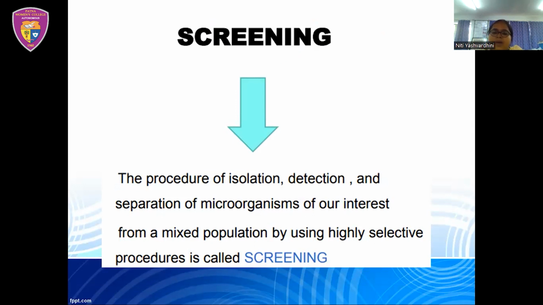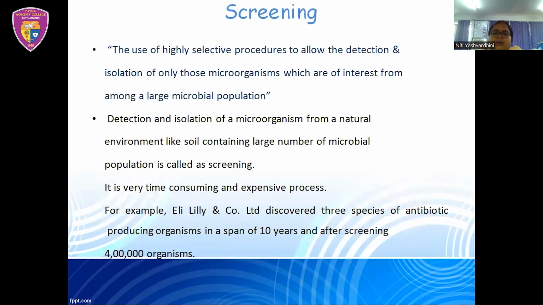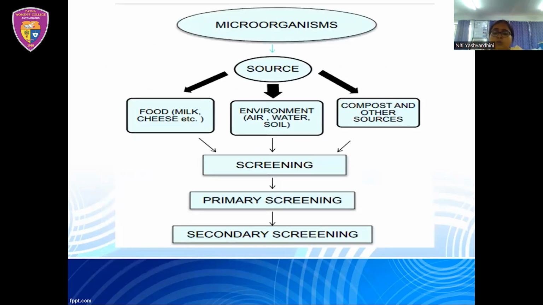So in screening, from a mixture of microorganisms, we have to select those microorganisms which are useful for our use, that is, which can be used for industrial applications. Those microorganisms will be separated out using the techniques of isolation and detection from the mixture of microorganisms. Screening is a very long process, but we have to do it for selecting the microorganism of our interest. So what can be the source of these microorganisms?